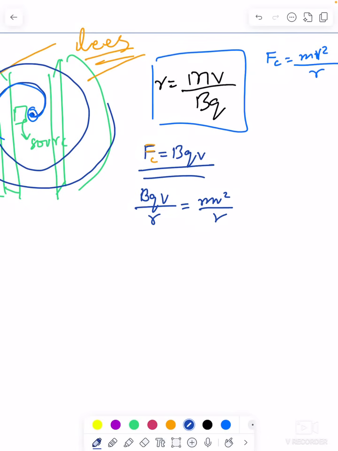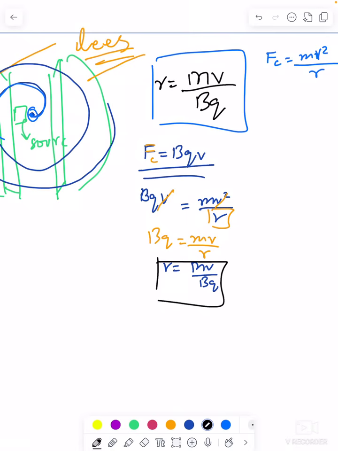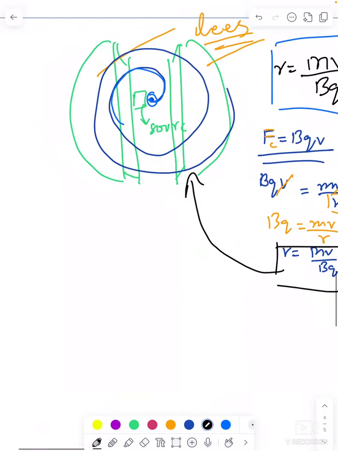Okay, sorry, where is r coming from? Yeah. When we substitute for r, we know that v cancels, so we have bq equal to mv/r. Now r is equal to mv/bq. This is our new equation. This is the equation we use for the cyclotron mostly.